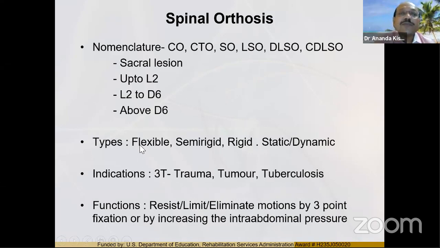What are the types? It may be flexible, semi-rigid, rigid, or it may be static or dynamic. Indications, basically you remember these three: trauma, tumor, tuberculosis, meaning any infective lesions. Easy for remembering during the examination. Now, functions. How does it function? It can resist, limit, or eliminate motions, by 3-point fixation, or by increasing the intra-abdominal pressure for the dorsolumbosacral orthosis.